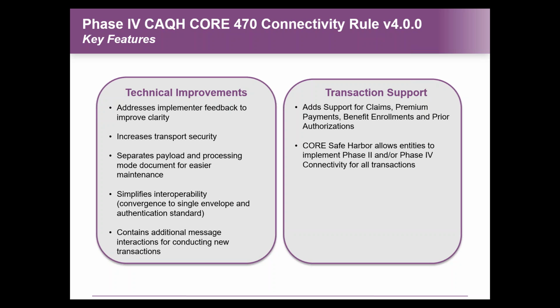This is part of the Phase IV connectivity, as it converged on the use of SOAP envelopes and authentication with the use of X.509 digital certificates. Over on the right, I'm mentioning the transactional support that was enhanced in CORE Connectivity Phase IV. Additional transaction support was added for claims, premium payments, benefit enrollments, and prior authorizations. Phase IV also continues, as Bob mentioned, support for a CORE safe harbor provision, which allows implementers to implement the Phase II and/or the Phase IV connectivity for all transactions. The next slide.